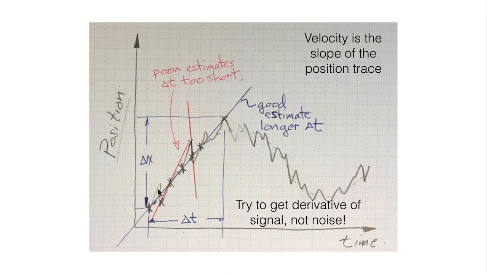The problem with that is if it's analog data, we very often get noisy position data. If this is position and this is time, and we take delta x over delta t between, say, that point and that point, we might get a slope like this red line that isn't representative of what's actually going on in some average sense. We're getting a derivative of the noise. It could get even worse if the noise is going down between these two points. I could get a line that was not only the wrong magnitude, but totally the wrong direction. So calculating delta x over delta t, we've got to make sure that both delta x and delta t are large enough that we're getting a derivative that's close to the slope of the signal and not the slope of the noise.